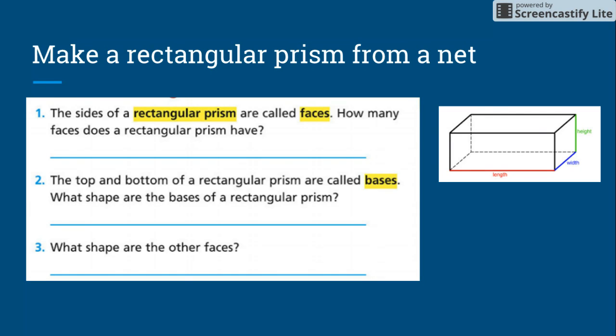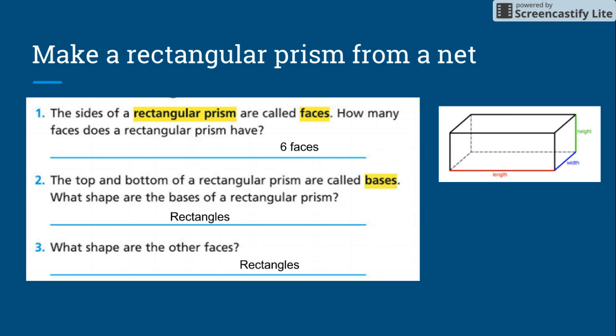So the sides of a rectangular prism are called faces. So those are all the sides of the rectangular prism. So here it says, how many faces does this rectangular prism have? So if we go through our big vocabulary words here, faces, these are the faces, all of the sides. Now the bases are going to be the bottom. So that's pointing to the bottom of the rectangular prism. It has 6 faces for a rectangular prism. The shape of the bases are going to be rectangles, and that's what helps us determine the name.